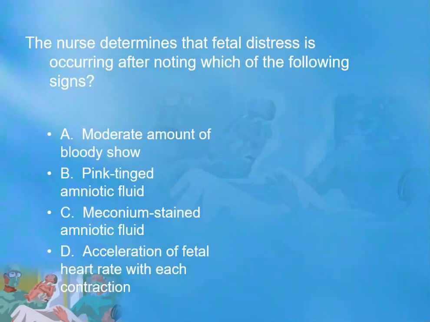One more and then I'll let y'all go. Nurse determines that fetal distress is occurring after noting which of the following signs? Okay, which of the following signs? Moderate amount of bloody show, pink tinged amniotic fluid, meconium stained amniotic fluid, accelerations of fetal heart rate with each contraction. Okay, so fetal distress is occurring, or it might have occurred if you see meconium stained amniotic fluid. So if you answered letter C, that is the correct answer. You were correct.